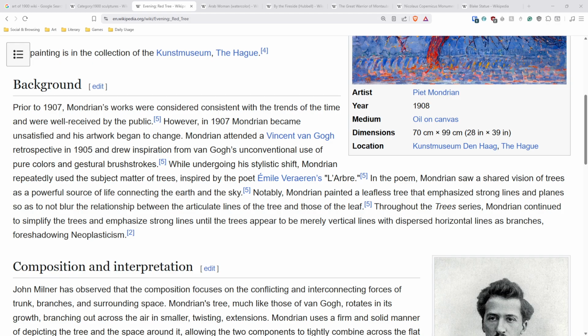While undergoing a stylistic shift, Mondrian freely used the subject matter of trees, inspired by the poet Emile Verhaeren. I said that also wrong. In the poem, Mondrian saw a shared vision of trees as a powerful source of life, connecting the earth and the sky. Notably, Mondrian painted a leafless tree but emphasized the strong lines and planes so as to not blur the relationship between the articulate lines of the tree and those of the leaf. Throughout the tree series, Mondrian continued to simplify the trees and emphasize strong lines, until the trees appear to be merely vertical lines, with dispersed horizontal lines as branches, foreshadowing neoclassicism.